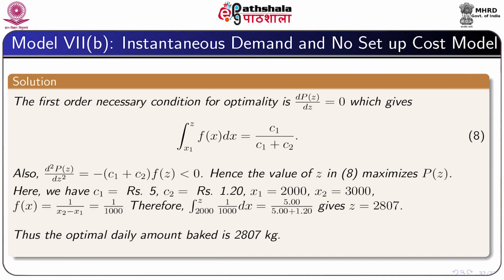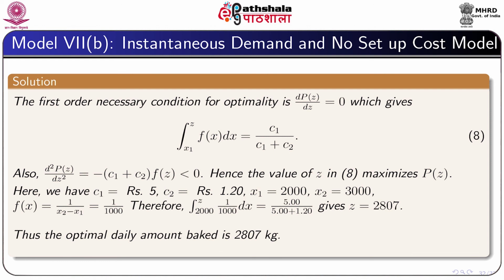From the first order necessary condition, we get dP/dz equal to 0, which gives integral x1 to z f(x) dx equal to C1 by C1 plus C2. Also, it can be verified that d2P/dz2 is equal to minus (C1 plus C2) into f(z), which is less than 0. This indicates that the optimum value of z in fact maximizes the expected profit, and we can find the numerical value of z by considering the data given in the problem.